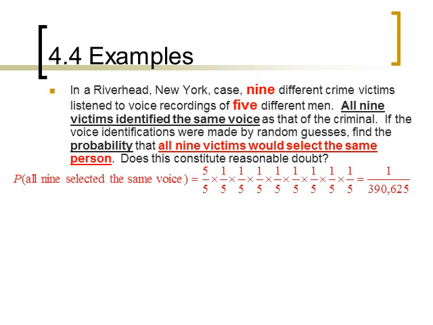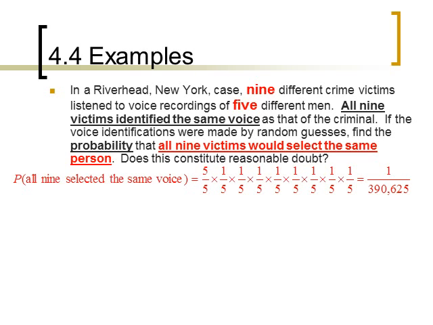Now, this is really a difficult one to understand and to explain to students because it looks so different from the other types of probability setups. Notice that the first fraction represents the first person's pick, and that's 5 out of 5. Now, where did the 5s come from? Well, how many different voices are these crime victims listening to? They're listening to 5 different men's voice recordings, so there's a total of 5 choices.